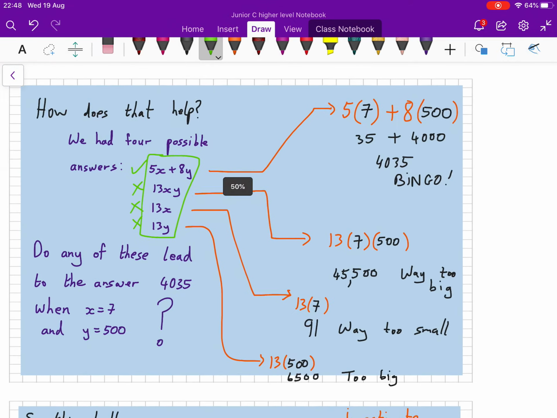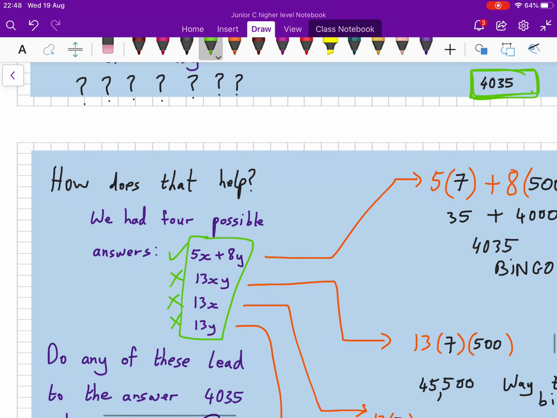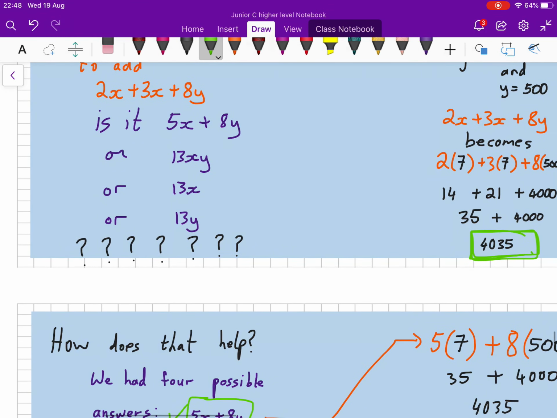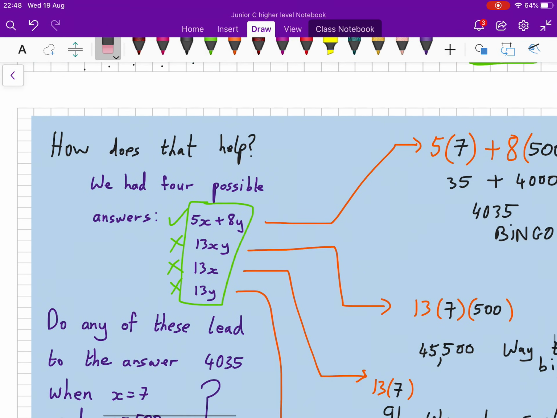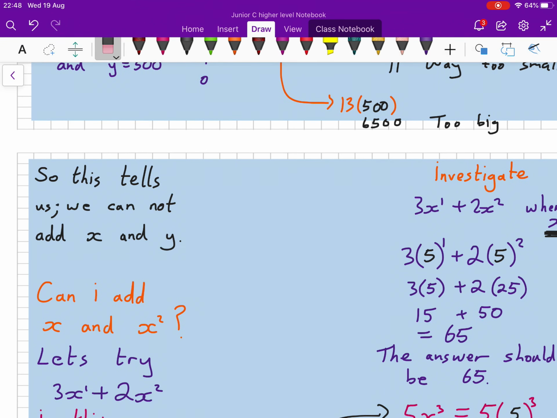So what have we learnt? We've learnt we can add the x's. Going back to our original problems, we can add the 2x and the 3x to get the 5x. That's okay. But we shouldn't go adding the x's and the y's. That's what our work has shown us. So this tells us we cannot add x and y.